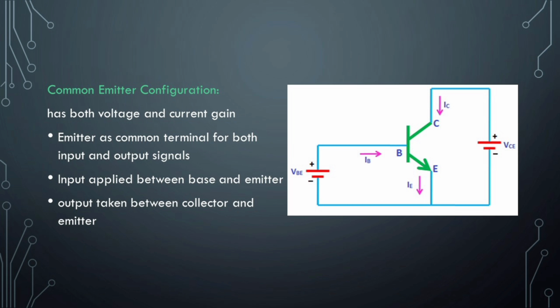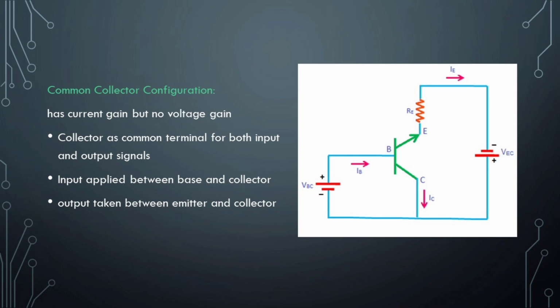Common emitter configuration. It has both current and voltage gain. Emitter is the common terminal for both input and output; the input is applied between the base-emitter region and the output is taken between collector-emitter terminals. Common collector configuration. It has current gain but no voltage gain. Collector is used as the common terminal for both input and output signals. The input signal is applied between the base-collector region and the output is taken from the emitter-collector region.